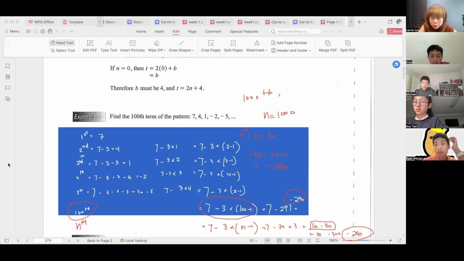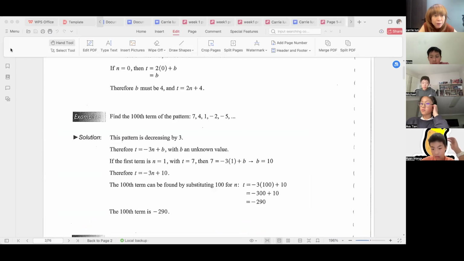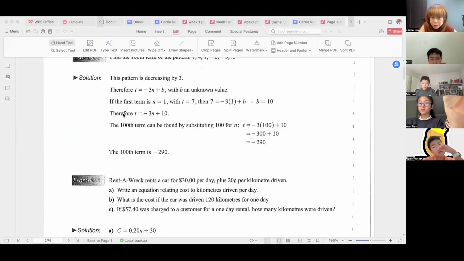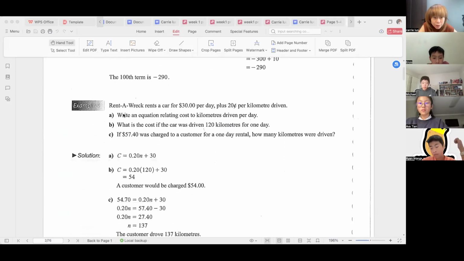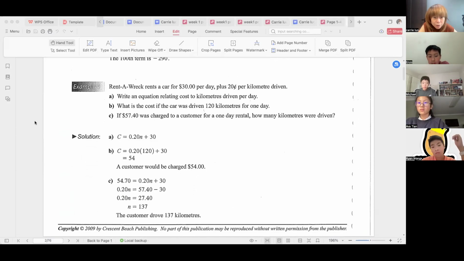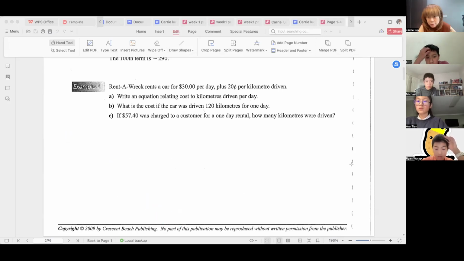Okay, this part is very, very complicated. A lot of my students get stuck on this one. So now I want you to take a look at this. Rent a Wreck rents a car. So everybody, take a look and I will ask you how to do it one by one, okay? Because it's getting harder. It's definitely getting harder. So I'm going to call Michael. Can you read the question for me?